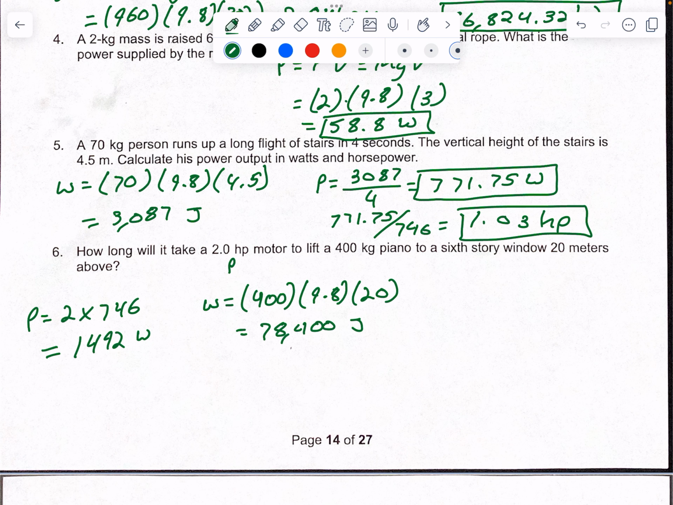Now I have work. I've got my power. So now I'm looking for time. Now I can plug in. So 1,492 equals 78,400 over time. So remember, if you're looking for a variable on bottom, okay, you can always switch these two. So take 78,400 divided by 1,492, and you get a time of 52.55 seconds.